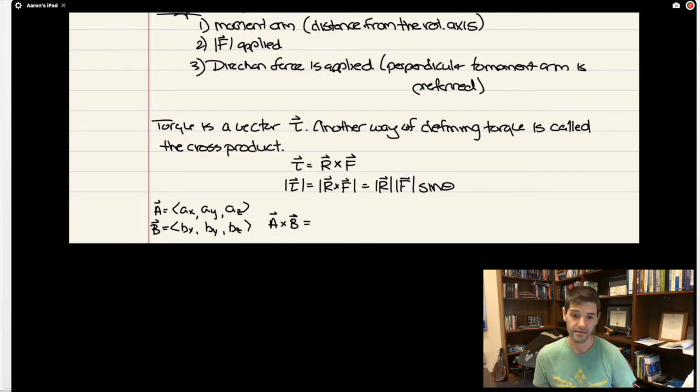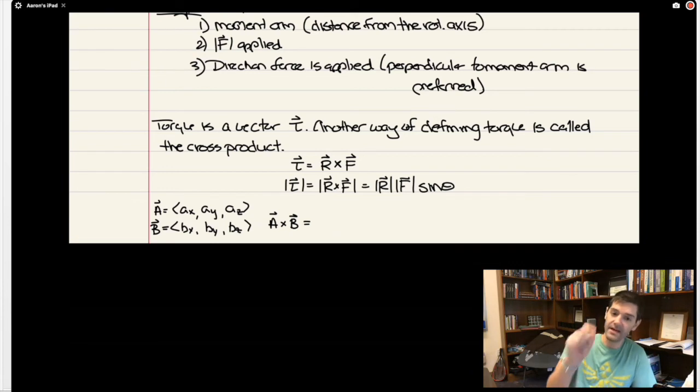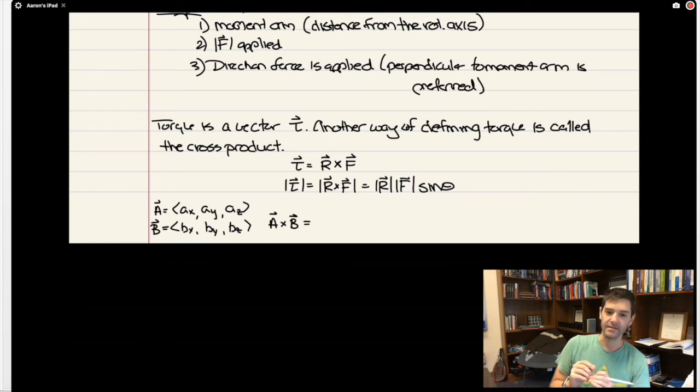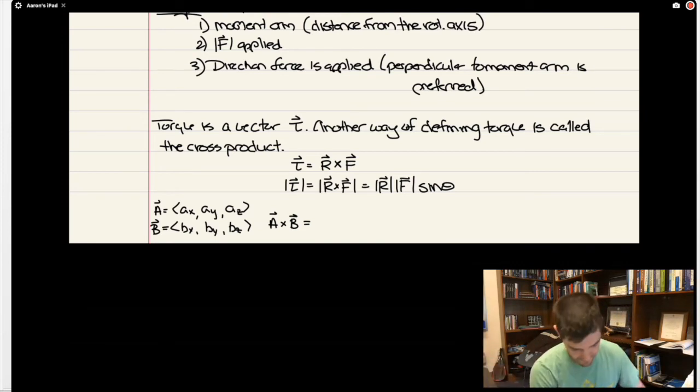Unlike the dot product, the cross product returns a vector. Notice what I wrote above: I said the torque vector equals r cross F. Before, the dot product took two vectors in and gave a scalar out, a number out. The cross product is a little different in that you put two vectors in, but you get a vector out. And that vector can be calculated, but it is not exactly the prettiest looking expression.